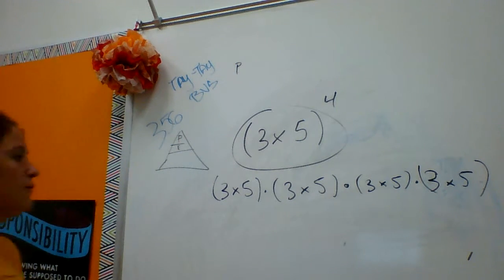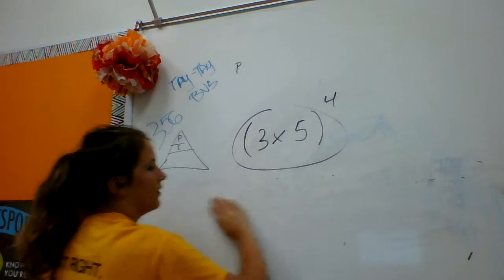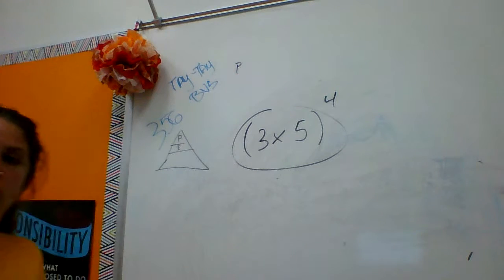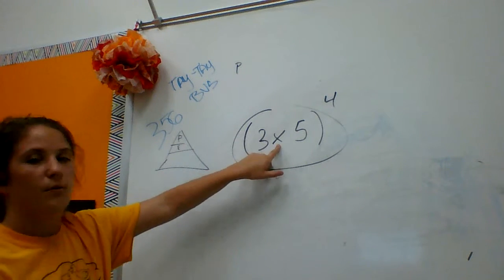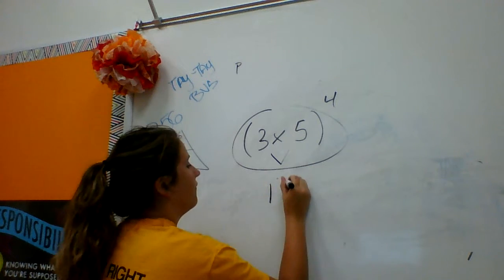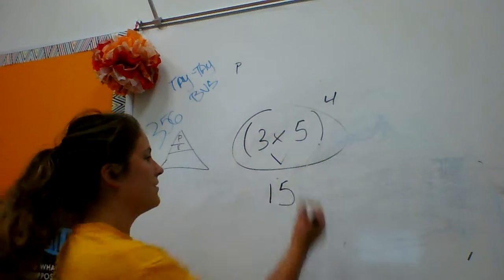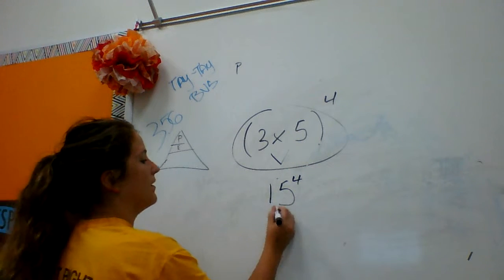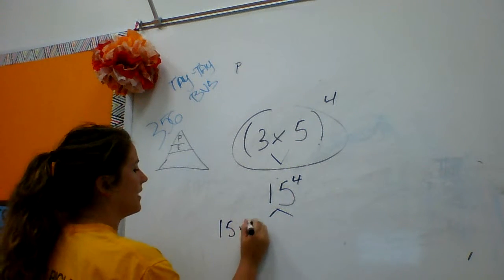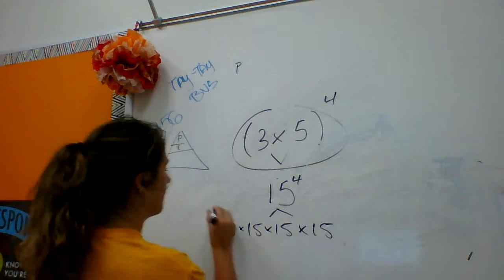There's another way. So if you have space on your notes, write this again with the second example. The other way to do it is to follow order of operations, right? I can do what's in parentheses first. I know that 3 times 5 is 15. And I'm going to have 15 happen how many times? 4 times. So this expanded is 15 times 15 times 15 times 15.